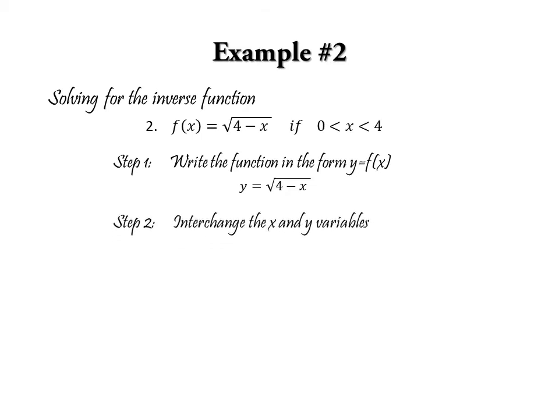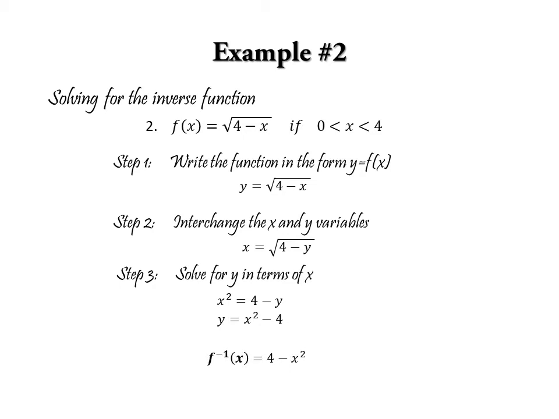Step 2, interchange the x and the y variables. X now becomes y and y becomes x. It becomes x is equal to the square root of 4 minus y. Step 3, solve for y in terms of x. So you have x squared is equal to 4 minus y by squaring both sides. And then you will get y is equal to 4 minus x squared. So the inverse function is 4 minus x squared.